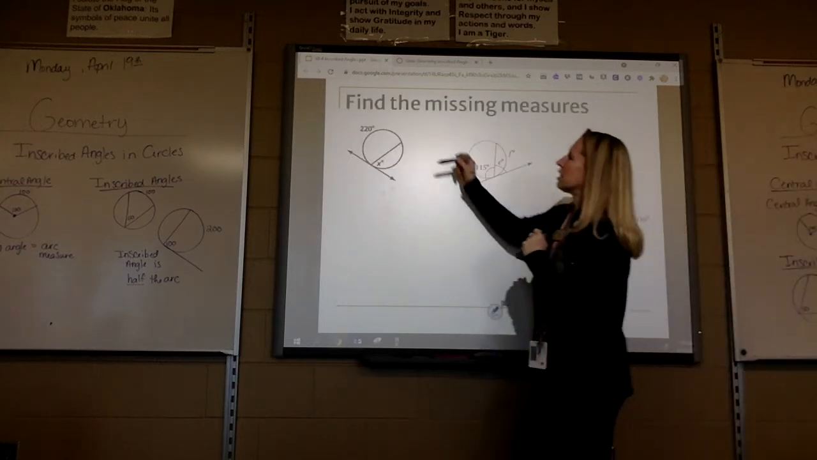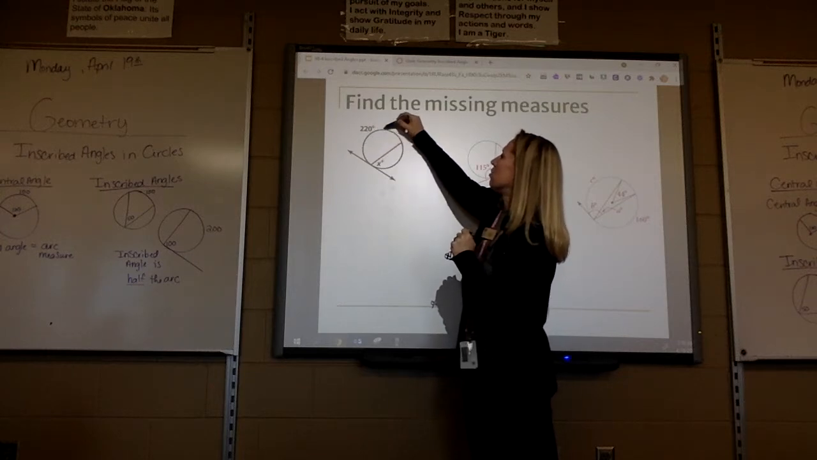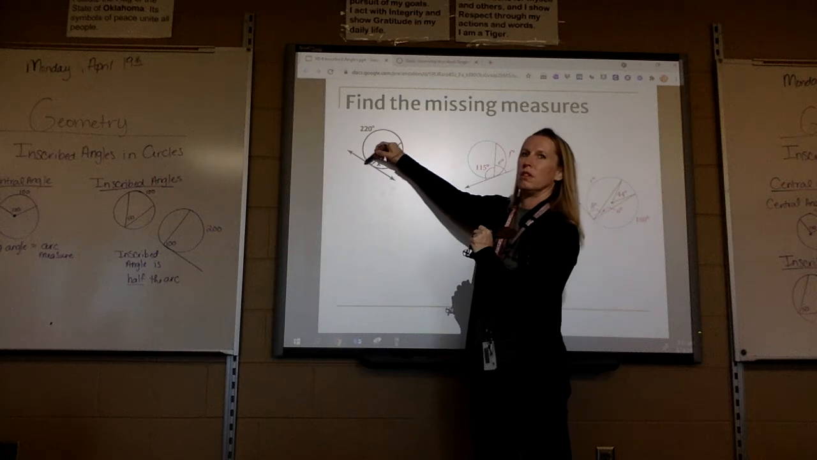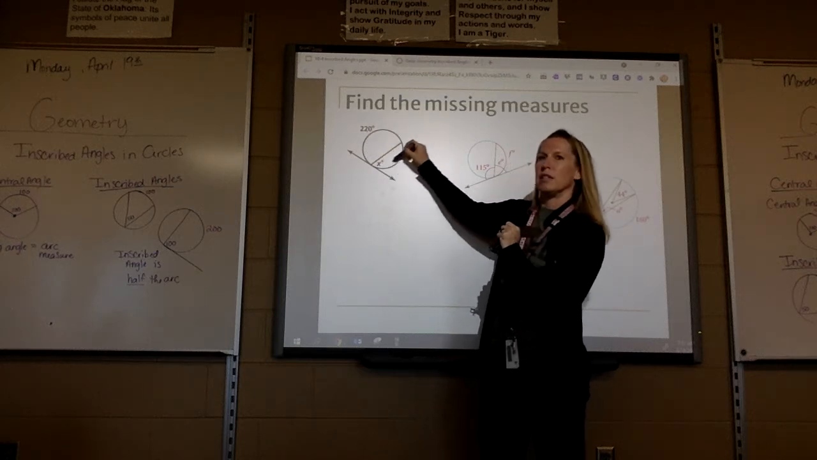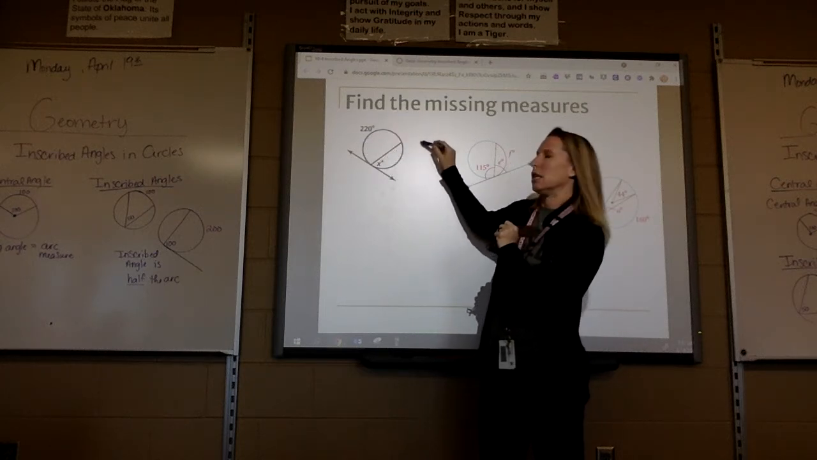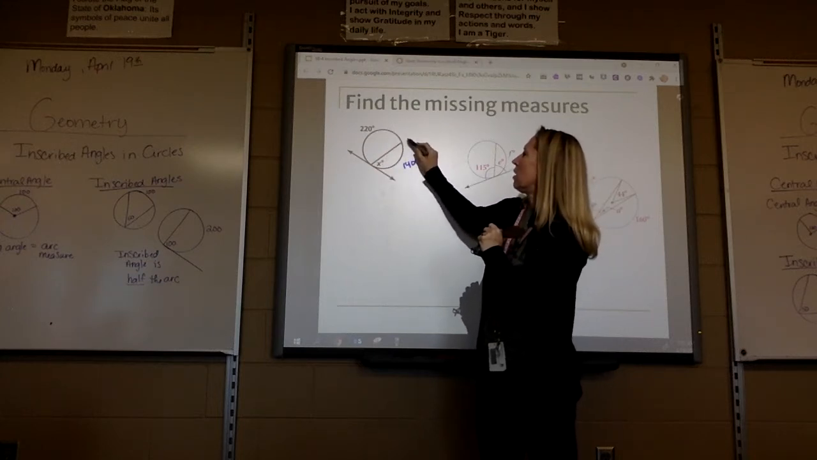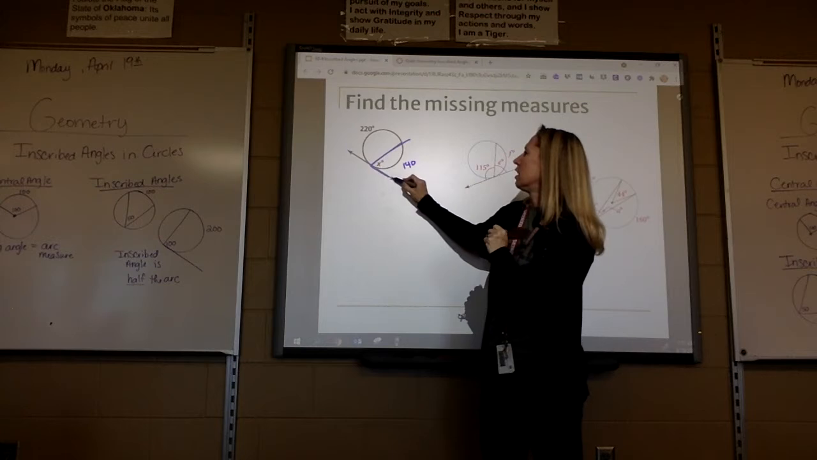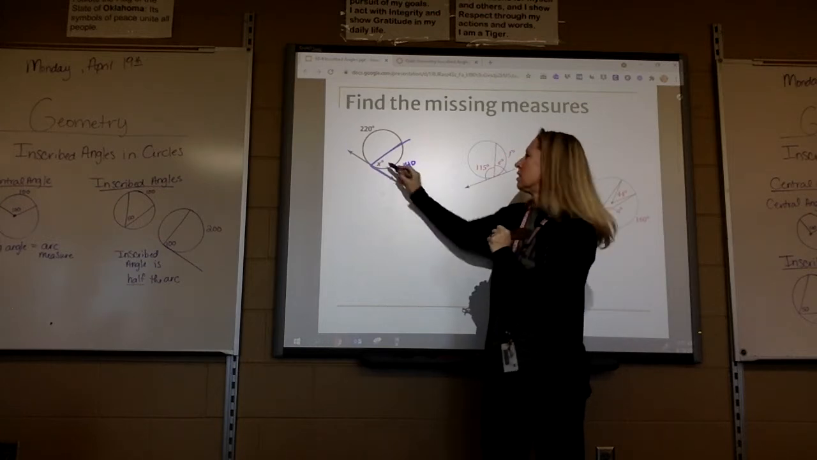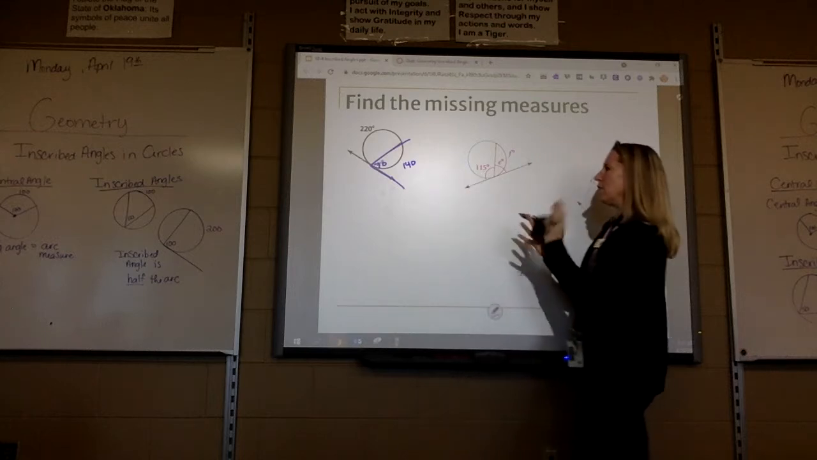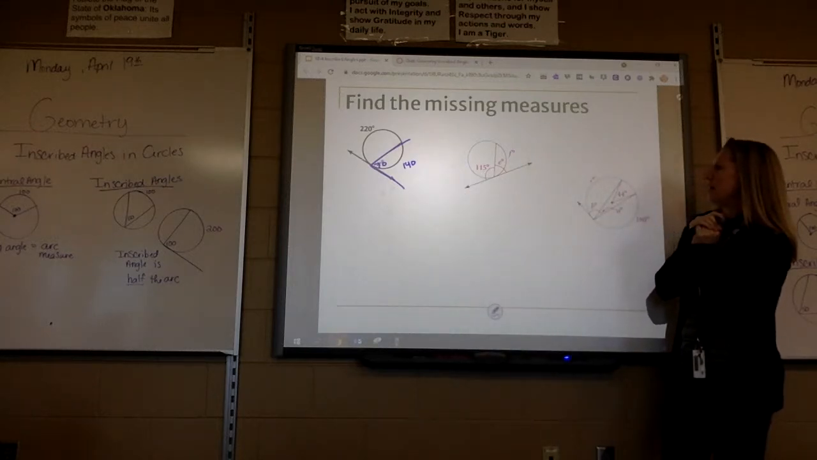So like if I look at this one, do you guys see that that's 220? What's the degrees all the way around the circle? 360. So 360 minus 220? 140. What's half of 140? 70. So X would be 70. So it's still half of whatever that arc is.